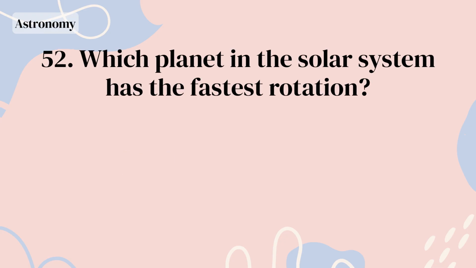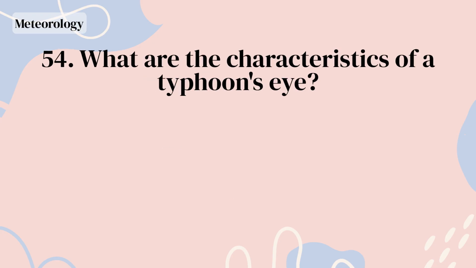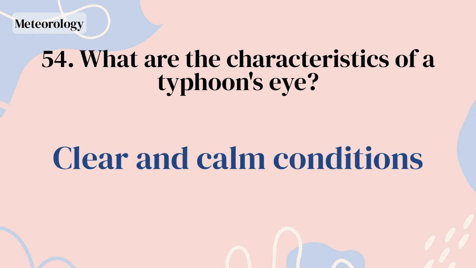Mid-ocean ridge. Which planet in the solar system has the fastest rotation? Jupiter. What scale is used to denote a star's brightness? Magnitude. What are the characteristics of a typhoon's eye? Clear and calm conditions.